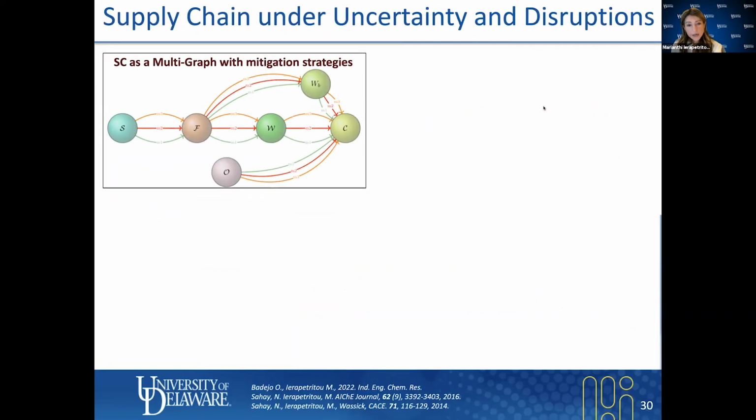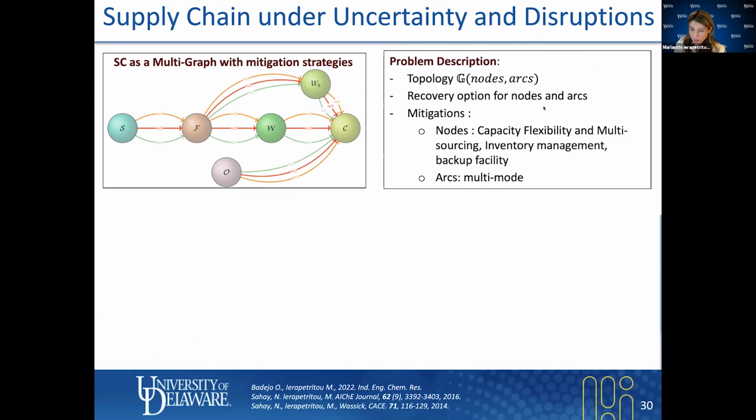So again, moving towards the work that my student Deri Badejo is doing, and has presented at the AIChE. He's looking at the supply chain as an interconnected graph, where the nodes are the different suppliers, facilities, warehouses, or customers, and looking at different ways of mitigating the effects of disruptions. How can you do that? By having capacity flexibility, multi-sourcing, and alternative inventory.